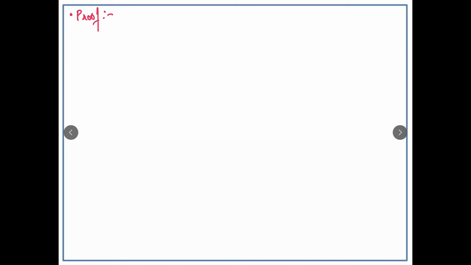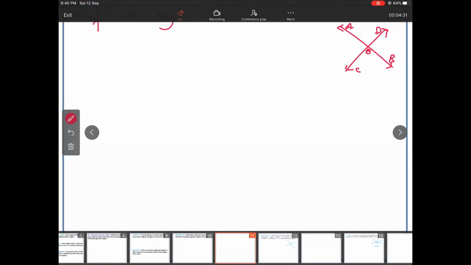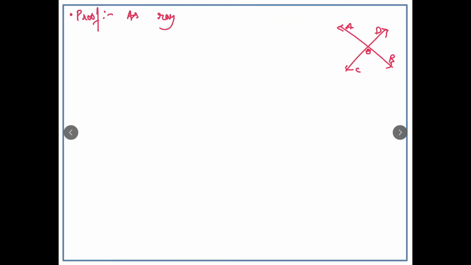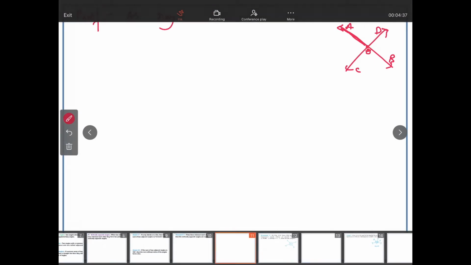Okay, I'm drawing the diagram roughly here. This is A, B, C and D, and this point is O. Okay, now you can see we are taking this ray OA standing on line CD.